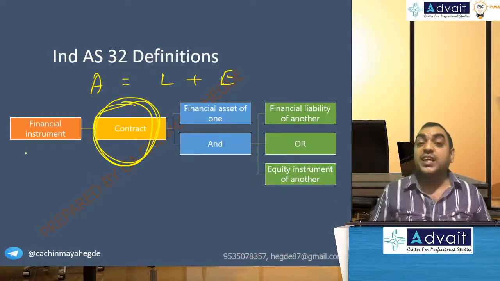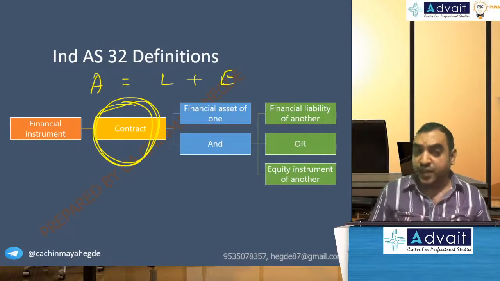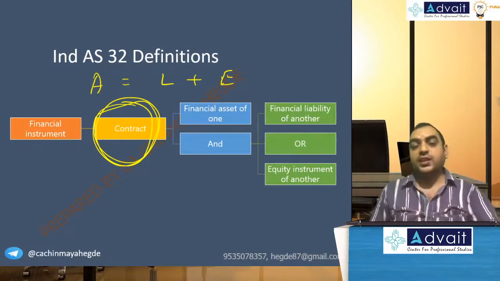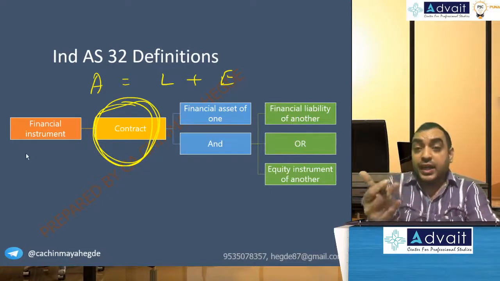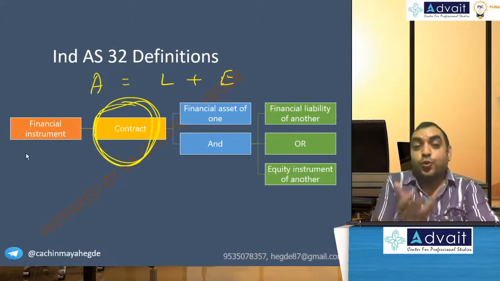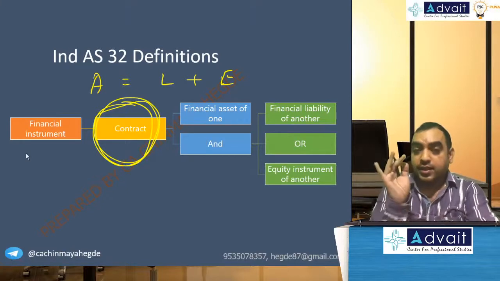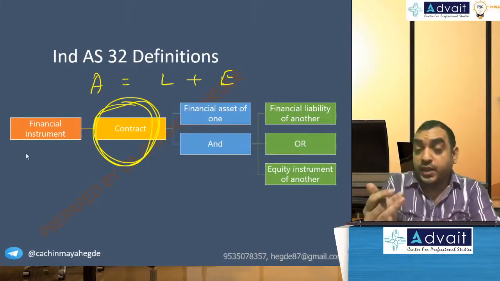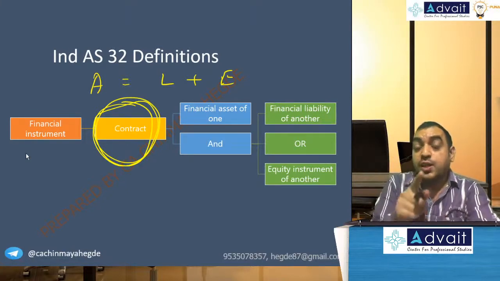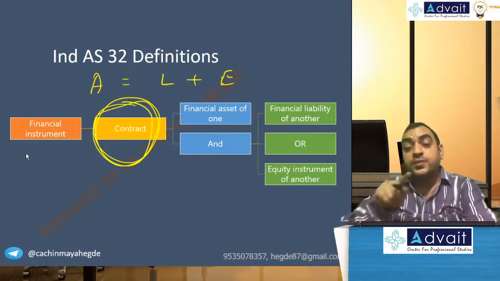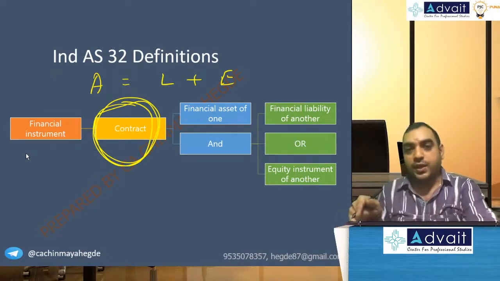For example, if I say income tax payable, is income tax a financial instrument? No. The answer is no, because for income tax you have not made any contract to pay. So it's not a financial liability. There has to be a contract. Income tax is a legal obligation, but the amount you have to pay to employees is a contractual obligation.